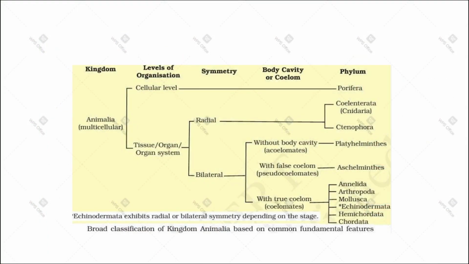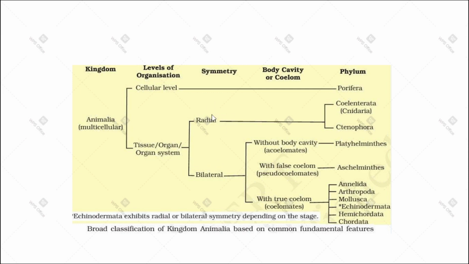So this is a very common chart that is present in class 11-12 NCERT, and we all know about this chart, those who have studied biology. That is, the animal kingdom or the Animalia is generally diversified at the cellular level in the form of the phylum Porifera, and at the tissue organ level in the form of two types of symmetry, that is the radial and the bilateral symmetry.